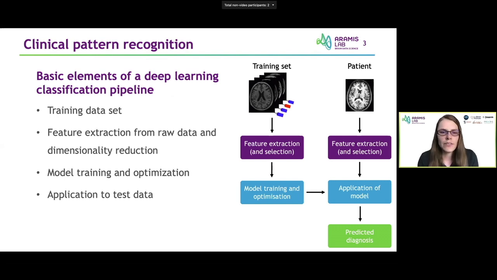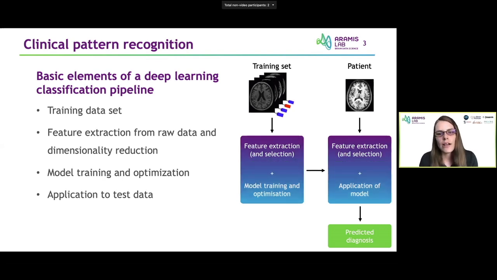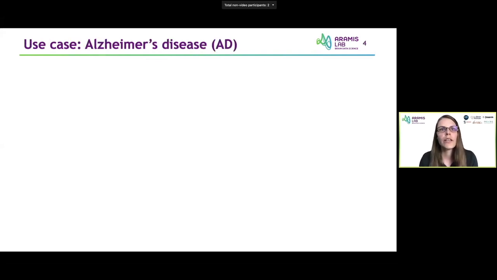When using a deep learning classifier, such as convolutional neural networks, the elements remain pretty much the same. The main difference is that instead of extracting handcrafted features beforehand, this step will be done automatically as part of the training of the model and its optimization. This talk will focus on the computer-aided diagnosis of Alzheimer's disease, but the principles can be applied to other tasks and disorders. So let's briefly talk about Alzheimer's.